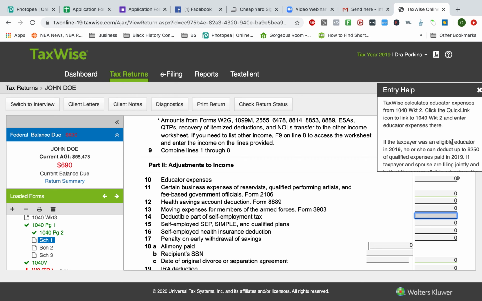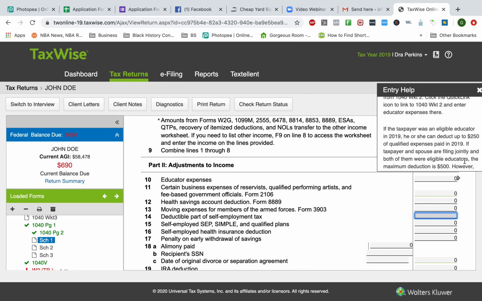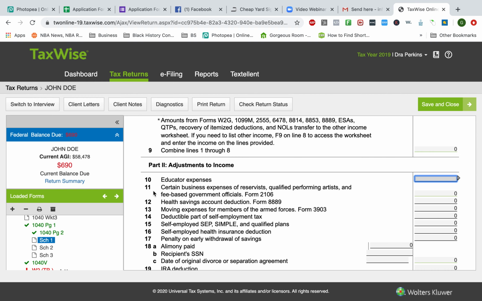It'll tell you if the taxpayer was an eligible educator in 2019, he or she can deduct up to $250 in qualified expenses paid. But if the taxpayer and spouse are filing jointly, and both of them were eligible educators, the maximum deduction is $500. So pretty much it's $250 for each teacher. But he's not a teacher, so that doesn't apply to him. What you want to do is go through these and see what applies to this guy, okay? And you don't have to do this for every return. Once you get things rolling, this all becomes very simple.